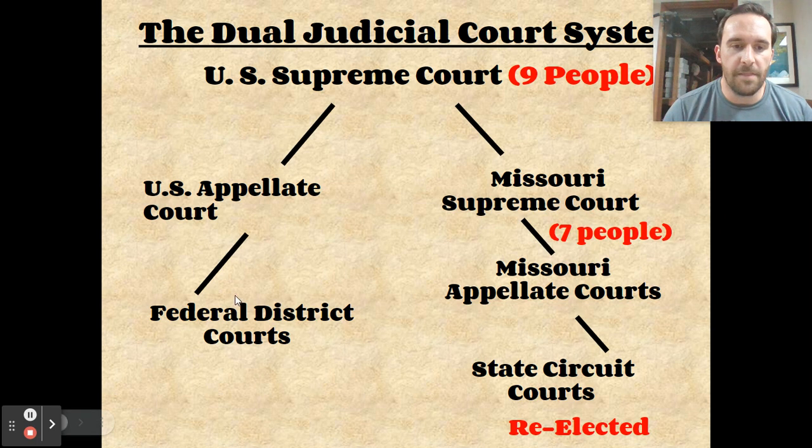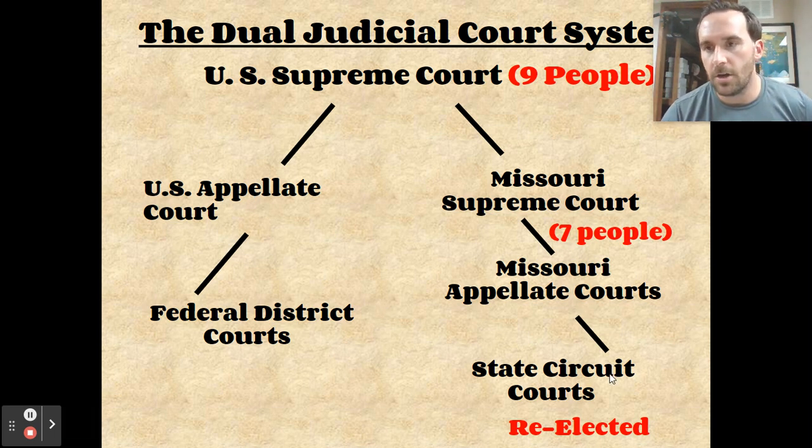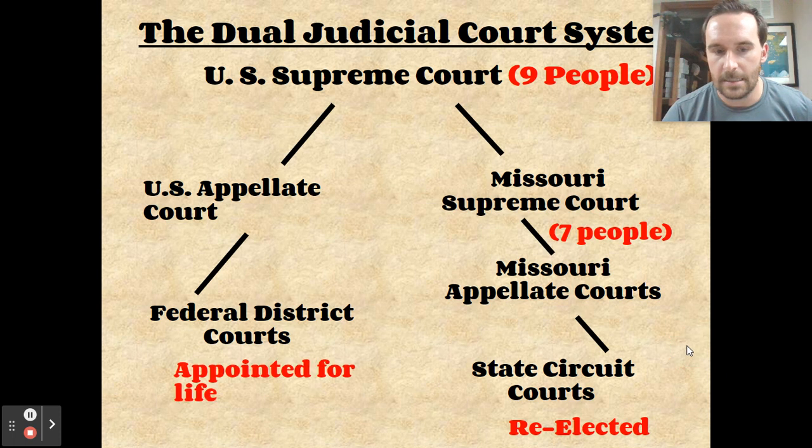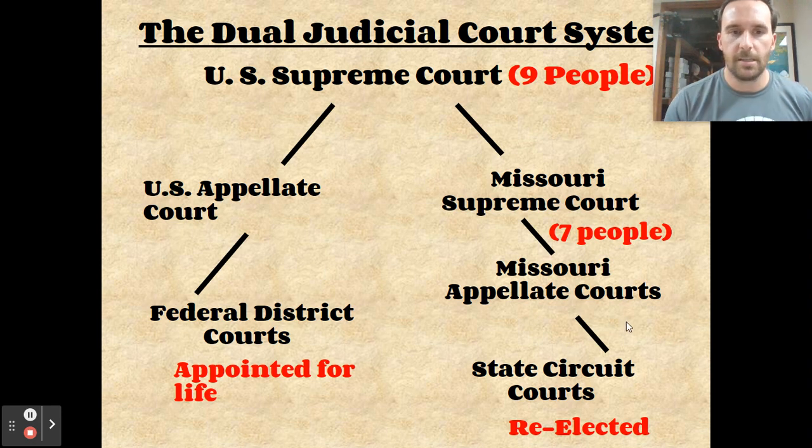And it's important to know that the districts on the federal side are appointed by the president and confirmed by the Senate. The people on the right side are all elected. Ones on the left are appointed and they get the job for life. The ones on the right have to get reelected.